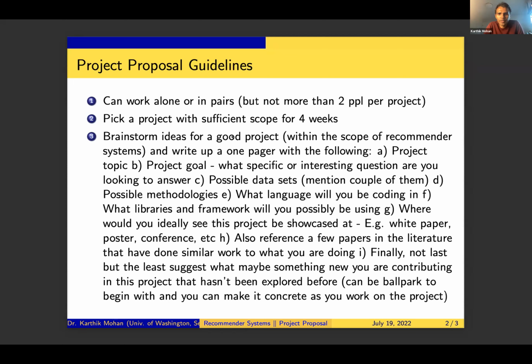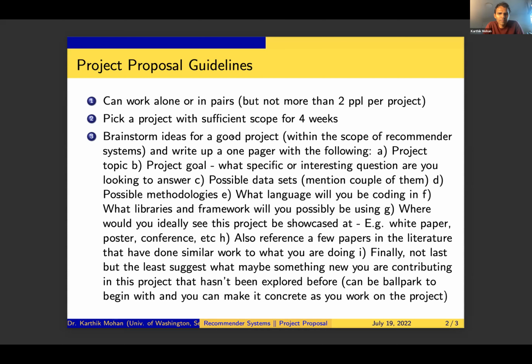Where would you ideally see this project be showcased? So this is also something that is up to you. Obviously, the more time you spend, the more you can even get to a conference paper if you spend enough time on a project. But at the very least, I would say getting a white paper, which is a 7 to 10-page report that looks like a proper conference paper, but it's a white paper. It's not something that's published, but it's pretty thorough. That would be the minimum that we can expect.